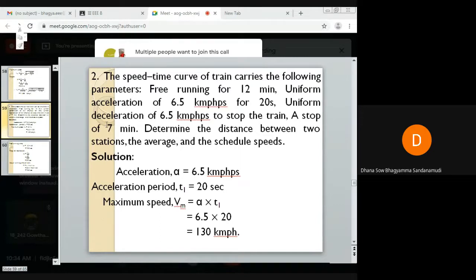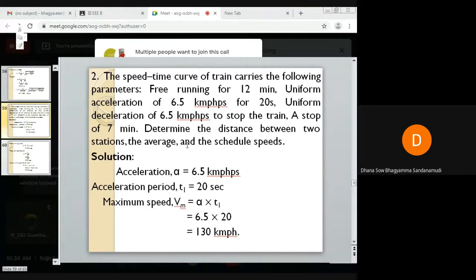A stop of 7 minutes, the stop period is given. The duration during which the train will stop in the station is 7 minutes, and you have to determine the distance between two stations and the average speed and scheduled speed. Based on the given data for the speed-time curve of a train, you can note down the data as it is.